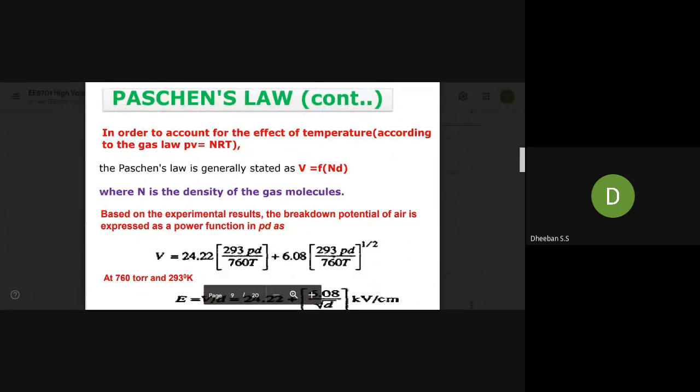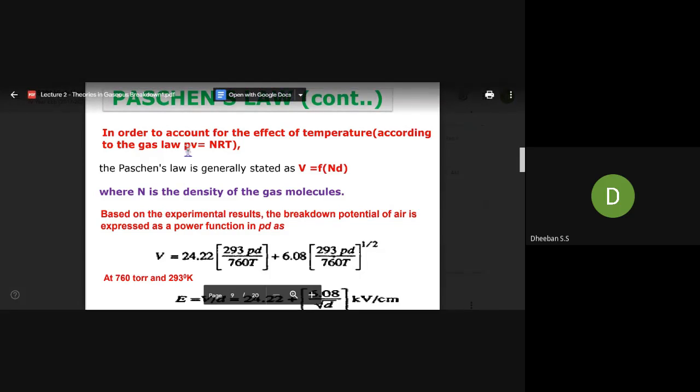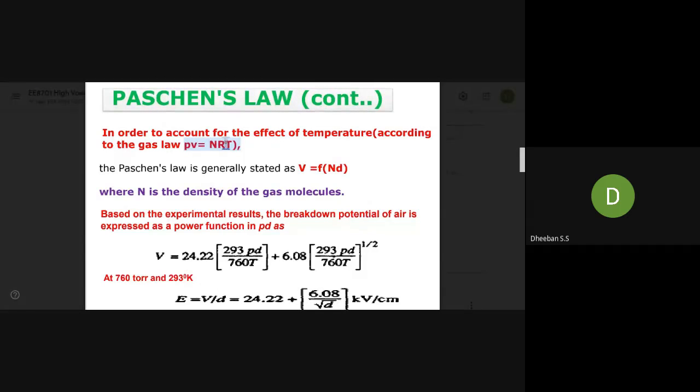They're saying, in order to account for the effect of temperature, here comes the gas law, which I already studied in your chemistry: PV equals nRT. So Paschen's law is the thing that gives the voltage which is needed for the breakdown. Paschen's law defines the voltage needed for the initiation of your breakdown.